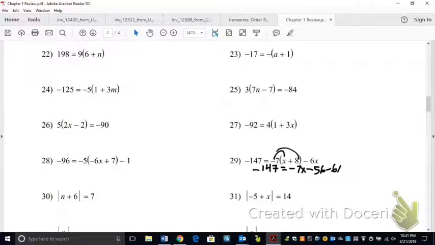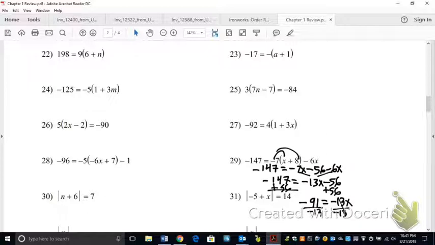So I distributed that negative 7. Now we're going to combine like terms, that negative 7x and negative 6x. So we get negative 147 equals negative 13x minus 56. We're now going to use the addition property of equality, which says we can add the same amount to both sides and keep it equal. And we get negative 91 equals negative 13x. When I go ahead and divide both sides by 13, I get 7 equals x. And that's a positive 7 because I have a negative divided by a negative.